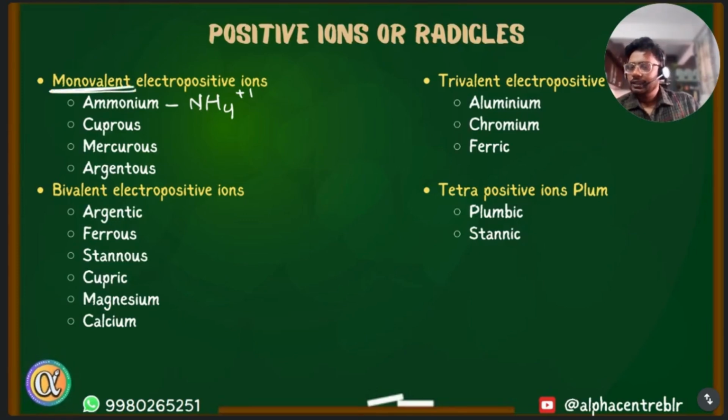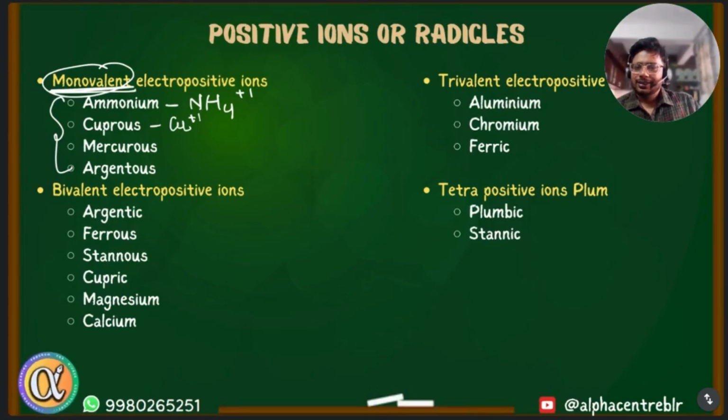Okay, Yashasvi, can you help me with the formula for cuprous? So Cu. See, cuprous is Cu and valency is +1. Actually, all of them which I have written here are +1. Okay, so cuprous is Cu +1. Okay, next is argentous.